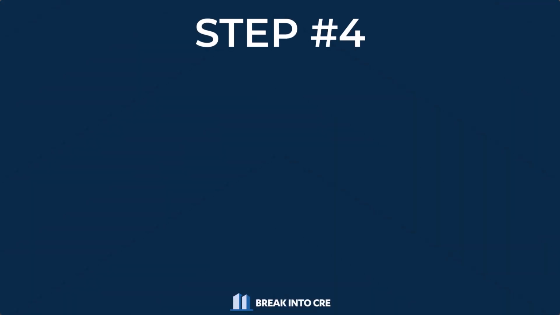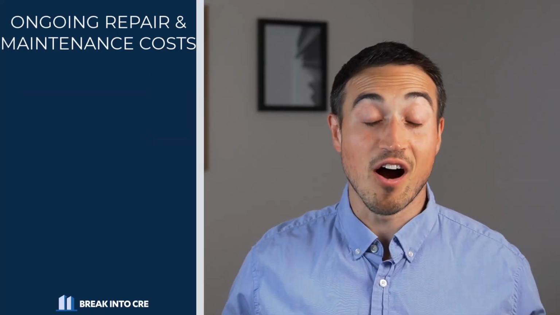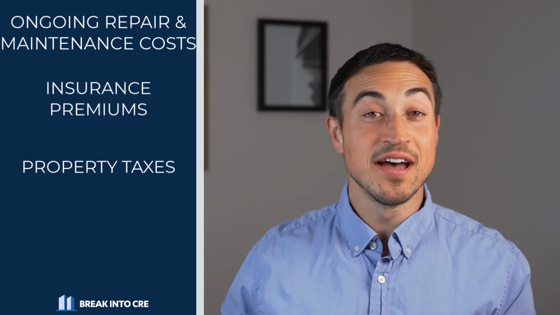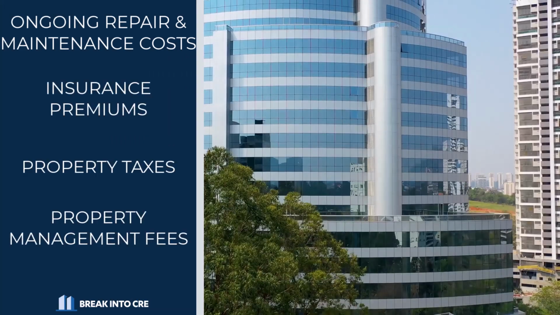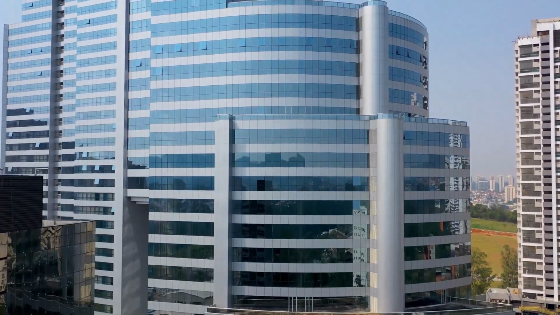Now, once your in-place lease and releasing information is added to your model, step number 4 in this process is finishing out your net operating income calculations by adding your expense assumptions going forward that you're expecting to incur during your hold. This process includes adding information on things like projected ongoing repair and maintenance costs, insurance premiums, property taxes, property management fees, and any other ordinary operating expenses you're planning to incur as the new owner of the property.